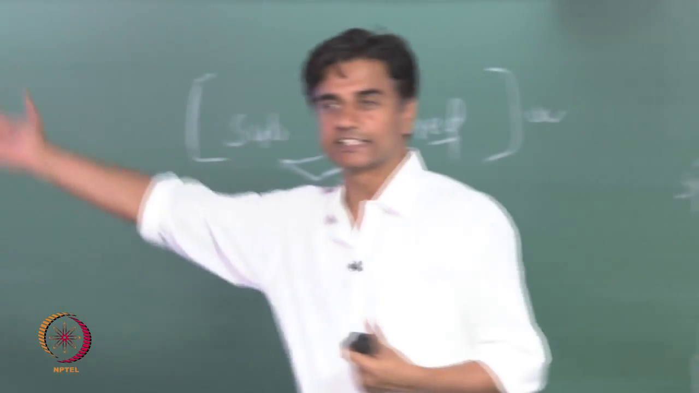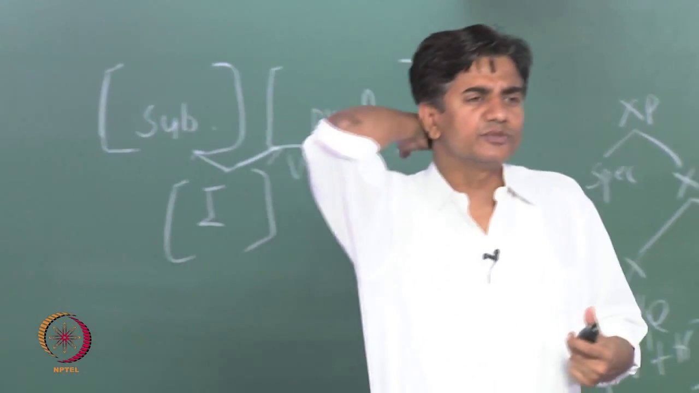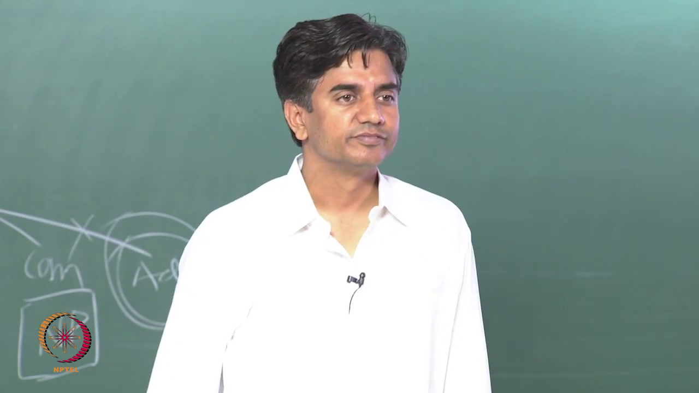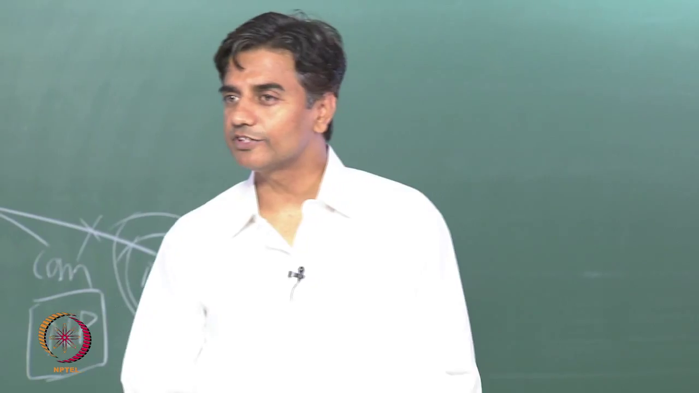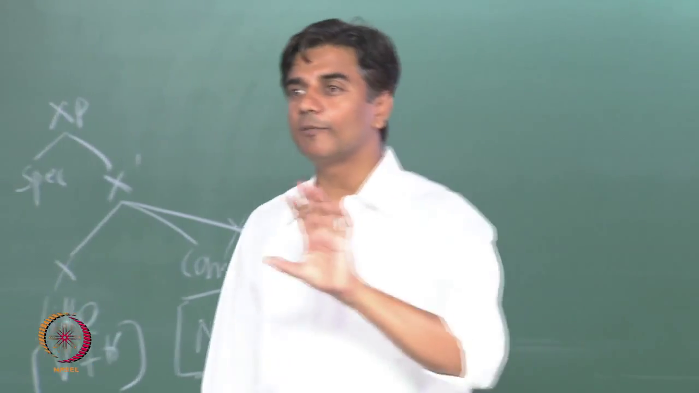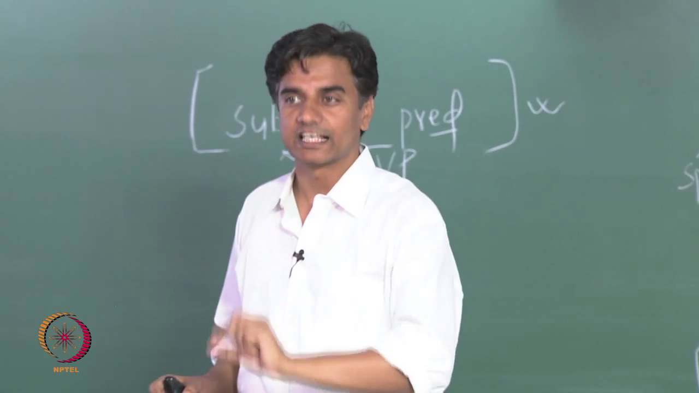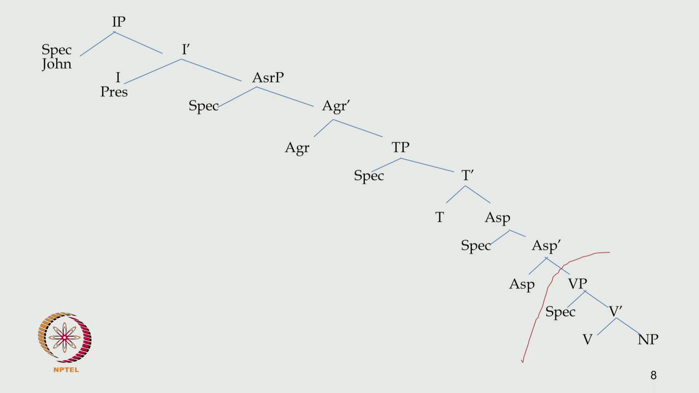Once you try to follow this, someone can ask you, then what's the need of I? You are already projecting everything. Do you understand my question? If I am already projecting everything separately, that is AGR, T and aspect, then what's the need of this I? So people say, look, just get rid of this. There is no need of that. You can start with AGRP.